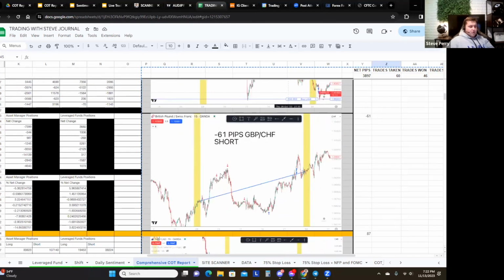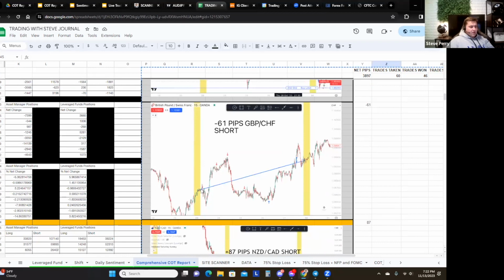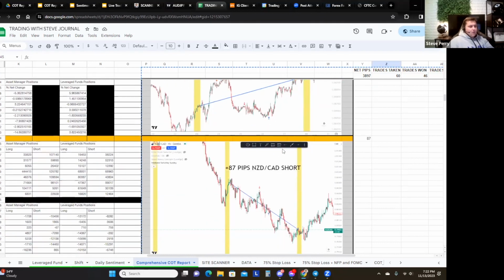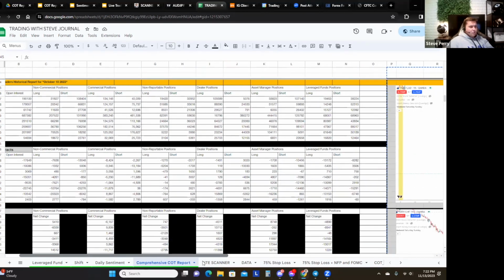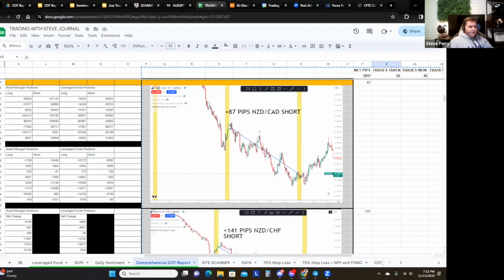This is a loser. Okay, so this one actually started the week here, ended there, did go in your favor a little bit, but ultimately wound up losing money. So that can happen too. Here's the NZD CAD short. This is from the week of October 10th. Best trade of the week, sell right there, and the end of the week is right there.